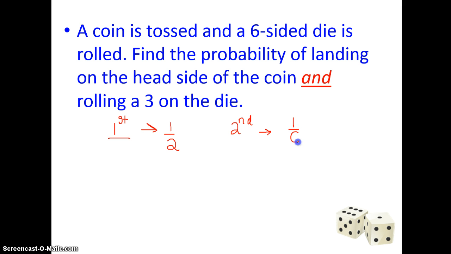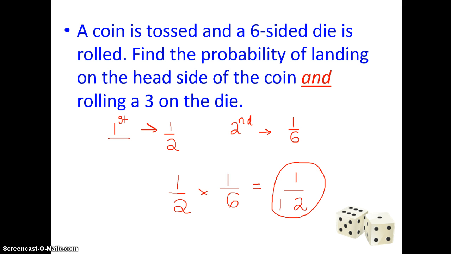To find the compound probability of both of them happening, we're going to take 1/2 and multiply it by 1/6. And remember, multiplication is as easy as a piece of pumpkin pie. Across the bottom and the top, you multiply, then simplify. 1 times 1 is 1. 2 times 6 is 12.